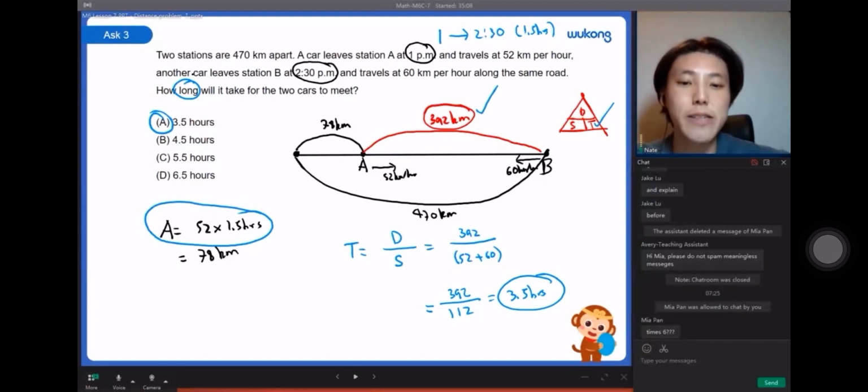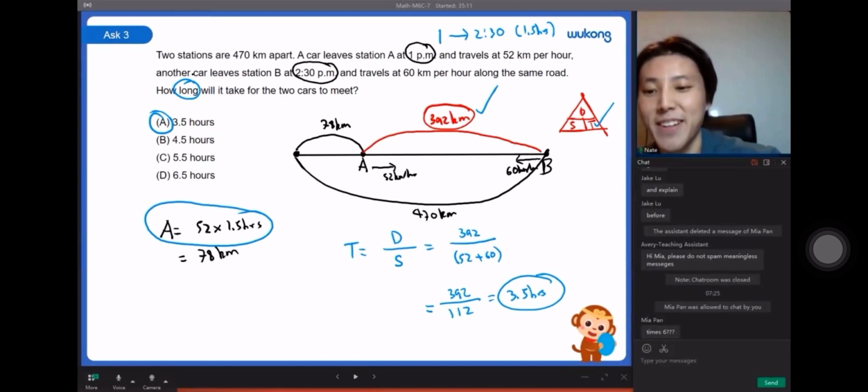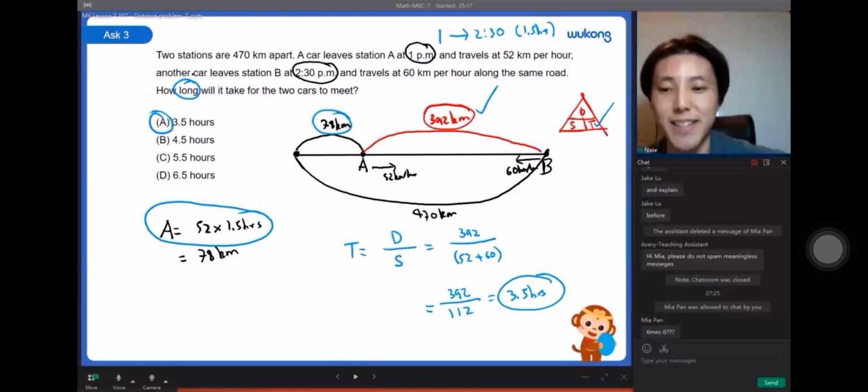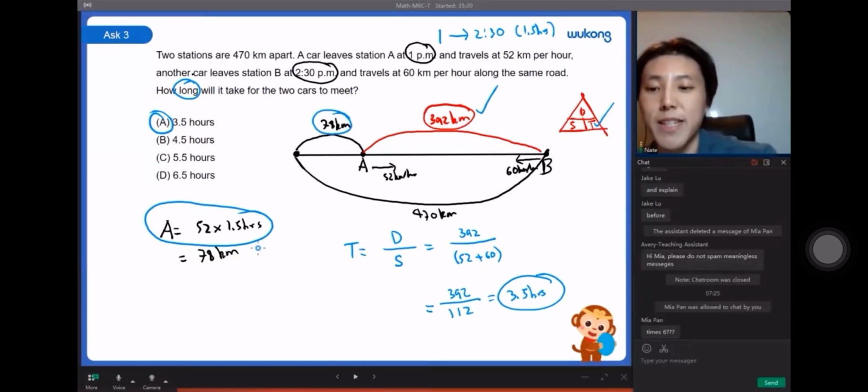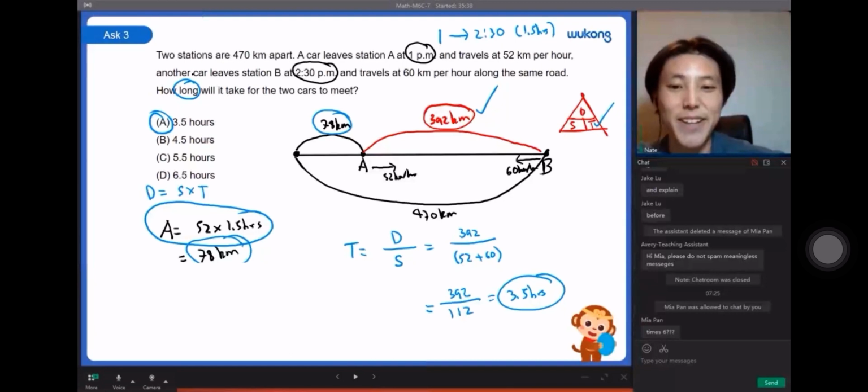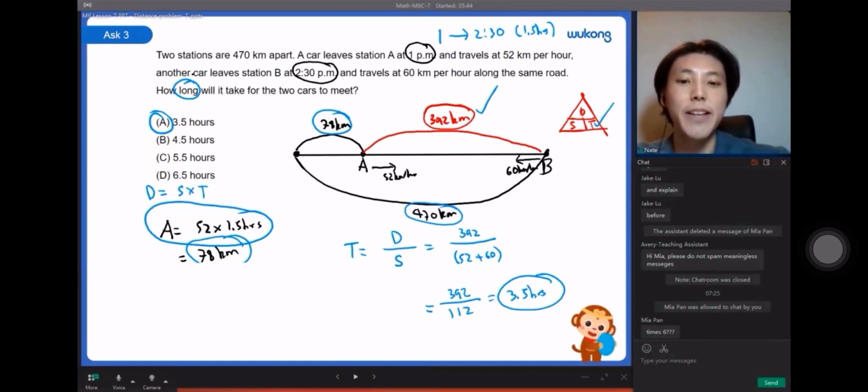remaining between each other. So when B started his journey, A had already traveled 78 kilometers. You just have to multiply, since we're looking for the distance traveled by A: distance equals speed times time. Speed of A is 52, the time traveled by A is 1.5 hours. 1.5 times 52 equals 78. There we go, that's how you do it. And after that, just subtract that value from 470 and you'll get the remaining distance between A and B. Is that okay, Emma? Is that better? Yeah, okay, thank you.